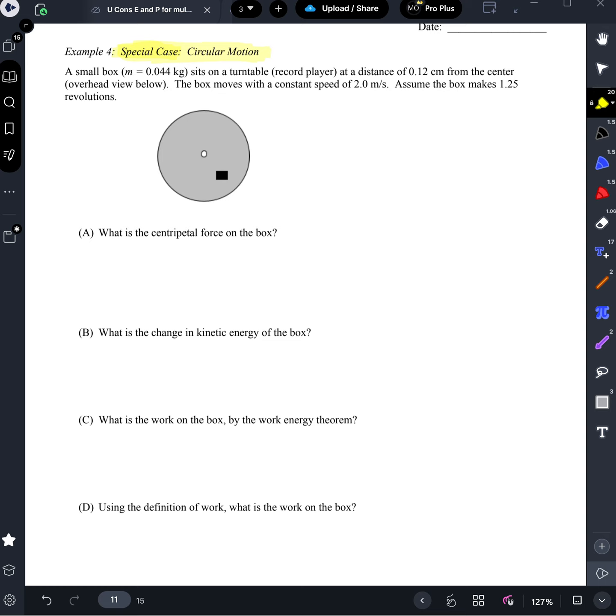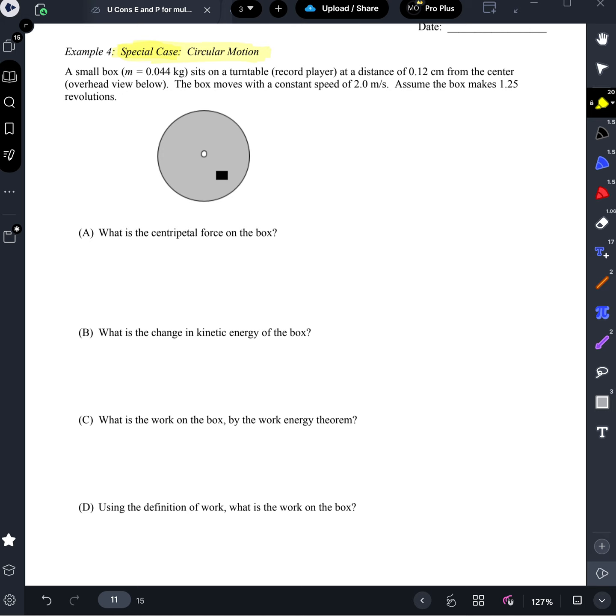All right, time for the very special case of work and circular motion. This one I want to make sure that everyone understands because it is a great question and very much gets at, do you understand the idea behind this whole thing?